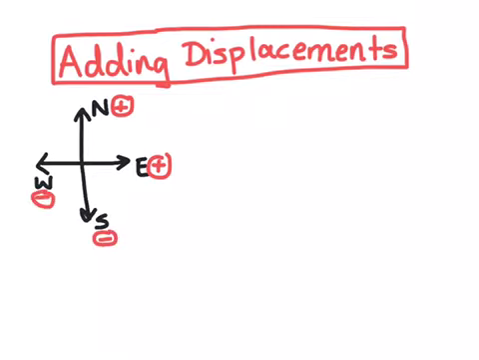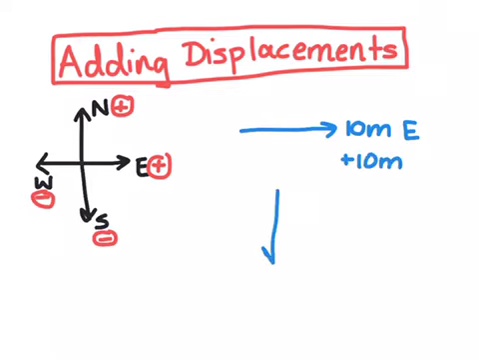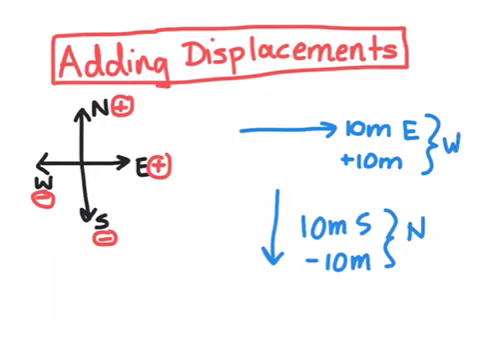So if I were to say that I moved 10 meters east, I could also write that as positive 10 meters. If I were to say that I moved 10 meters south, I could write that as negative 10 meters. And that's when comparing to north, or compared to the north for the south, or compared to the west for the east.